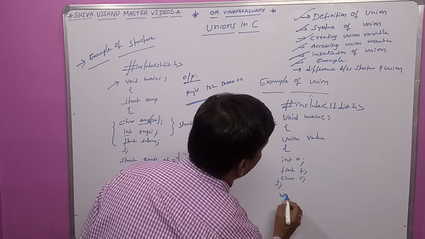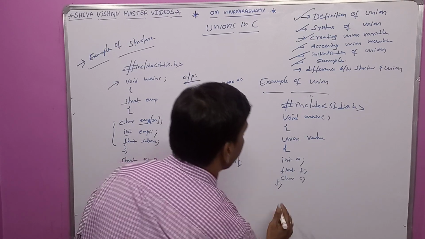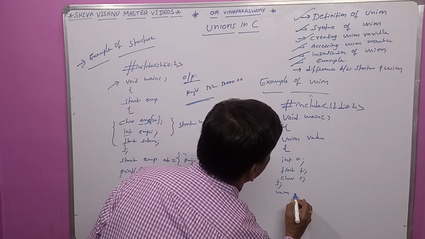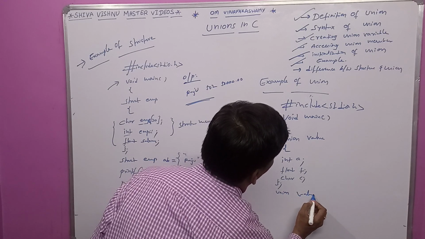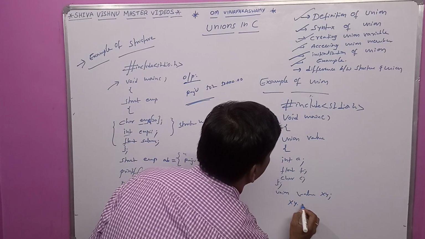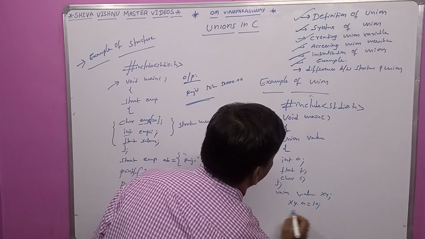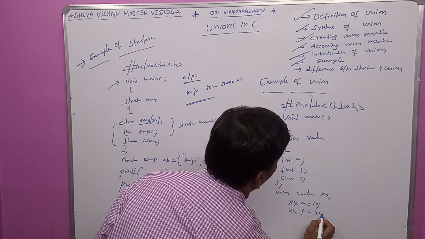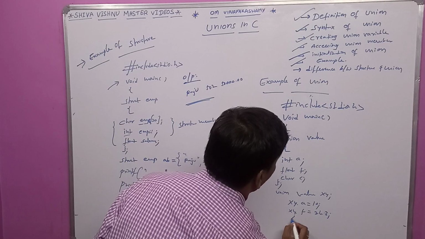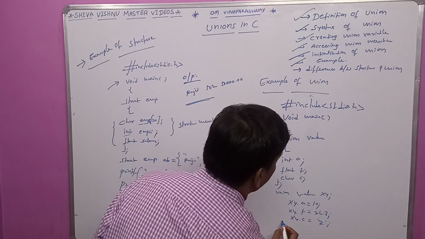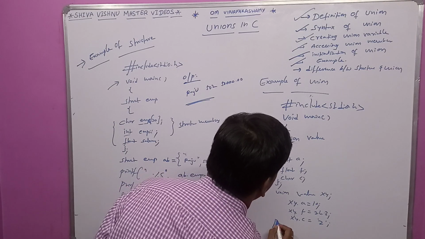Here you can see the union. We have to follow the syntax: union name, value, xy. Now we can see xy dot i equal to 10. Xy dot f equal to 24.3, floating point. Xy dot c equal to z, semicolon. Here you can see the printf.